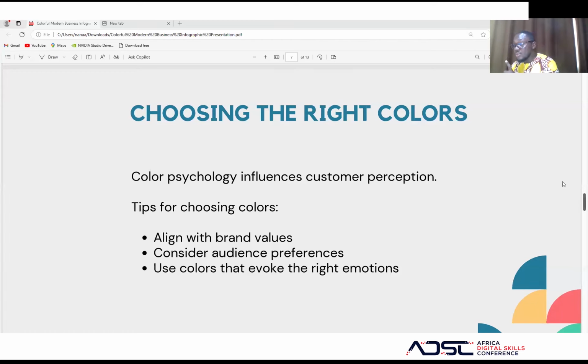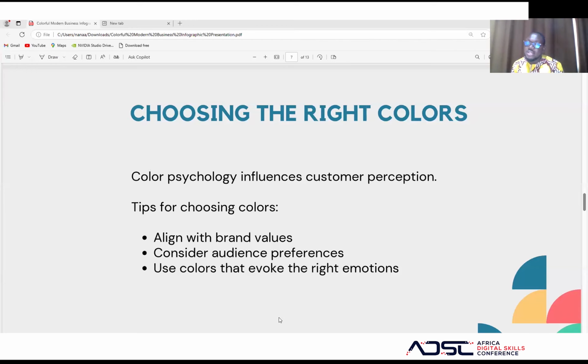So when you're choosing colors, right? I said here that color psychology influences customer perception. When choosing colors, you have to make sure your colors align with your brand values. Consider audience preferences, and use colors that invoke the right emotions.